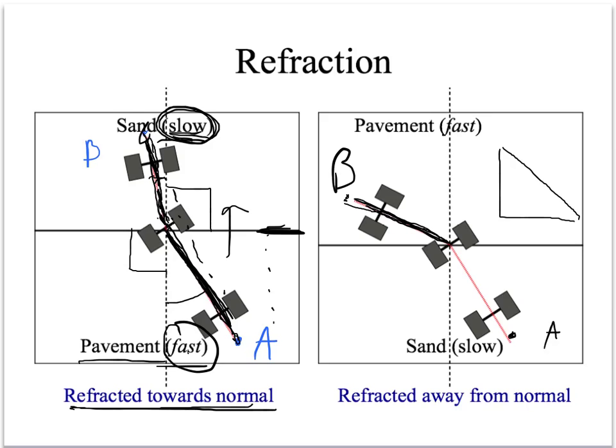If we go from the slow to the fast, we refract away from the normal, because the bigger the angle, the longer the distance. So small angle in the slow, big angle in the fast pavement, big angle up here.